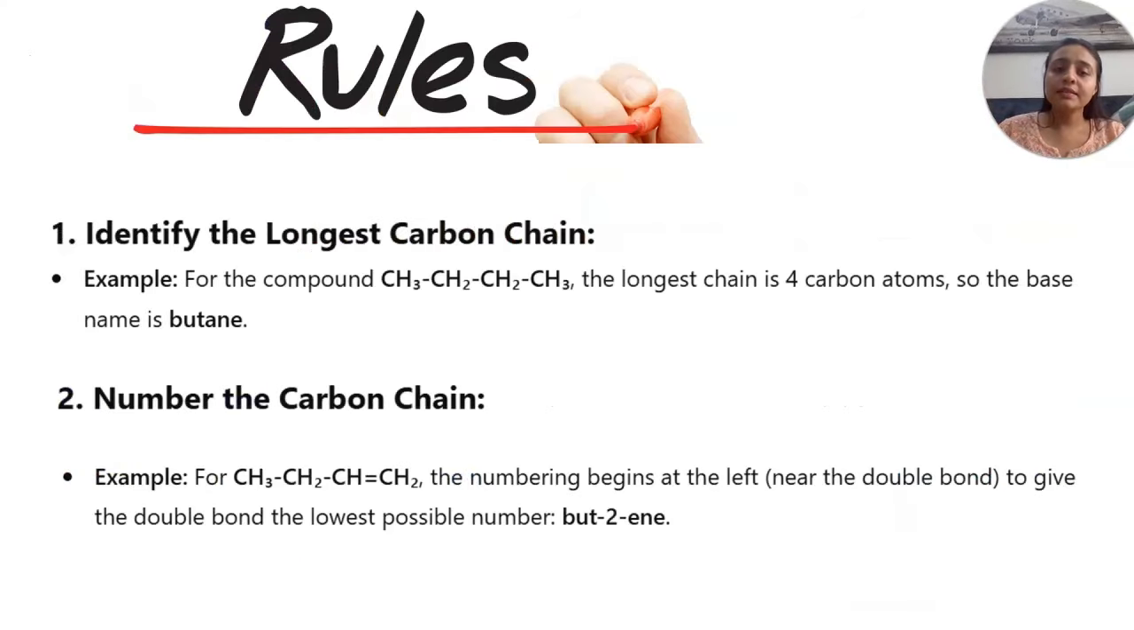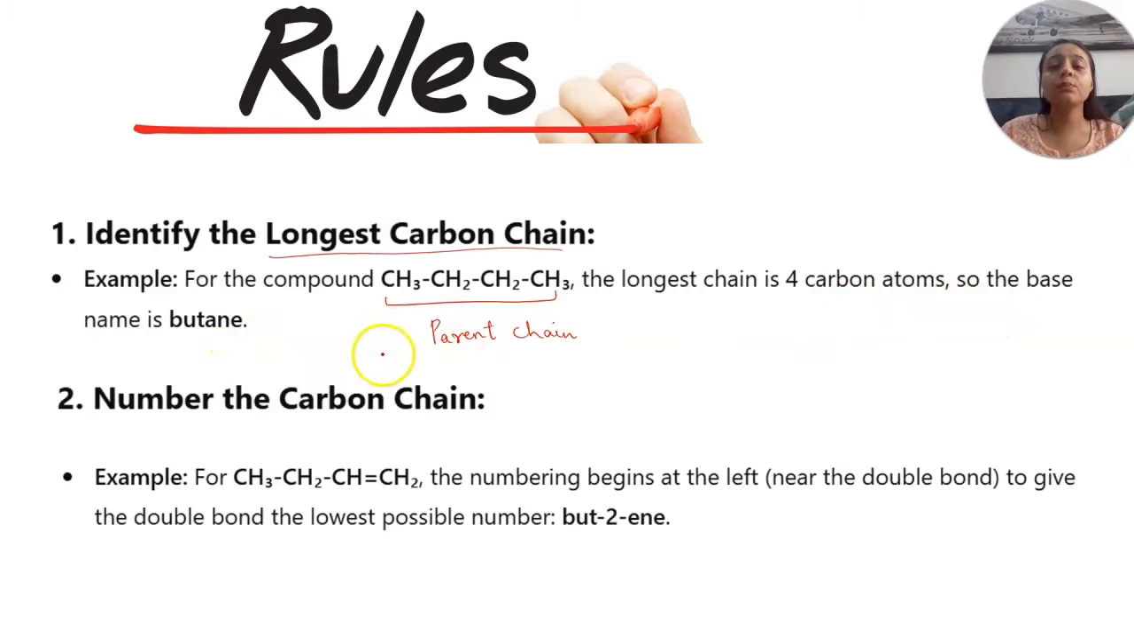So the first rule states: identify the longest carbon chain. For example, you have a chain. This is going to be considered the parent chain. Every branch is going to happen in this long chain. So you need to first identify which is the longest chain. So here you can say 1, 2, 3, 4 carbon atoms. The longest chain is of 4 carbon atoms.